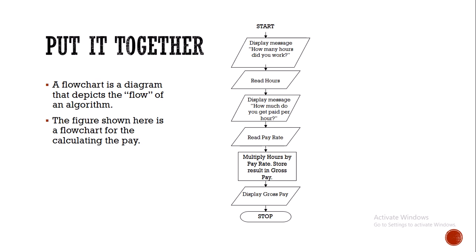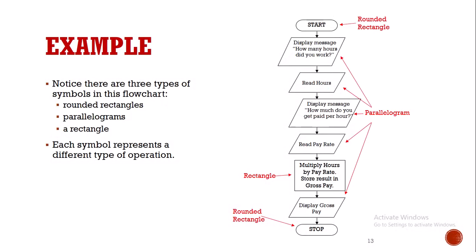So after start, it is displaying a message asking to enter the hours an employee is working. After that it reads hours, same is the case for inputting pay rate. Then in a rectangular box it is going to process these hours and pay rate to calculate salary, and at the end it displays gross pay, and then the flowchart ends. Hope you got the idea of putting these symbols together to form a solution. You can clearly see and picture all the symbols according to their use we have discussed earlier.